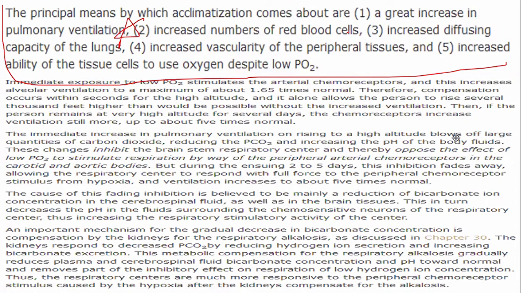Erythropoietin will help in your red bone marrow, increasing the diffusing capacity in the lungs. Of course, you should have an increase in diffusion capacity simply because oxygen is needed. So: increased diffusion capacity of the lungs, increased vascularity of the peripheral tissues. There is new vascularization; more capillaries are produced. And increased ability of the tissue cell to use oxygen despite low oxygen. Okay, so this will appear.